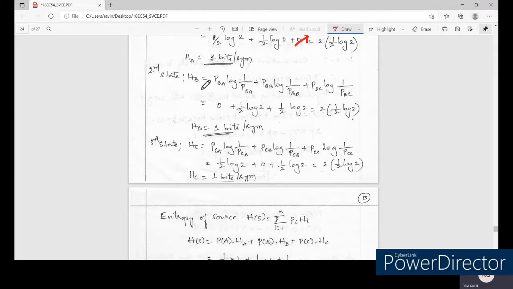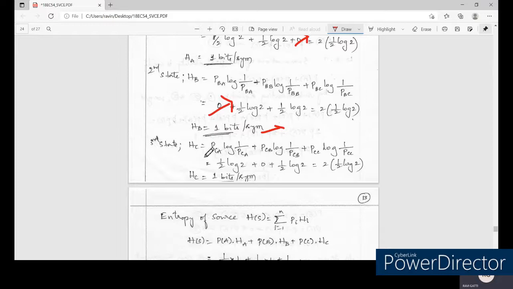Similarly for the second state, H of B is nothing but P of BA log 1 by P of BA, plus P of BB log 1 by P of BB, plus P of BC log 1 by P of BC. Since the probability of emission from B to A is 0, we have a 0 there, whereas from B to B we have one symbol emitting, 1 by 2 log 2, and one more symbol we are emitting from state B to state C, 1 by 2 log 2. If I substitute that, you'll be getting the entropy of the second state, H of B, as 1 bits per symbol.